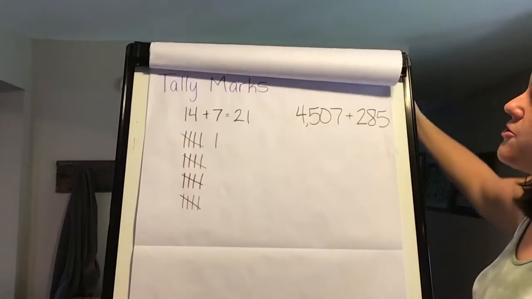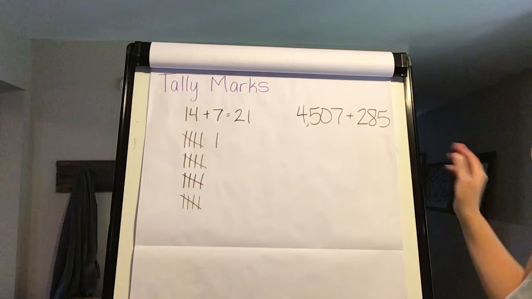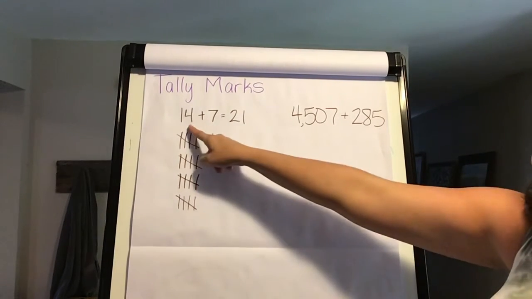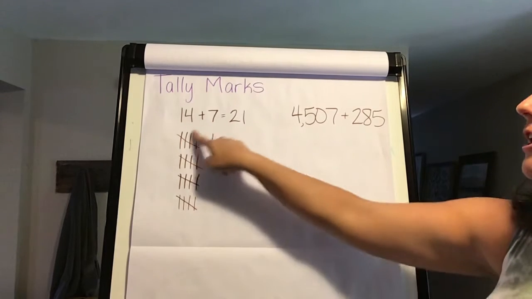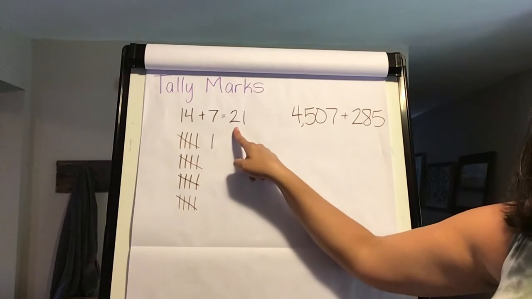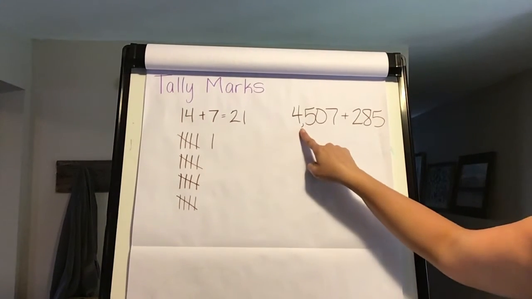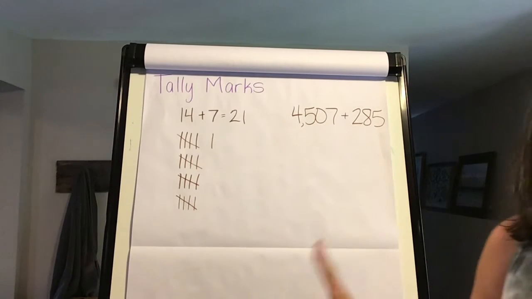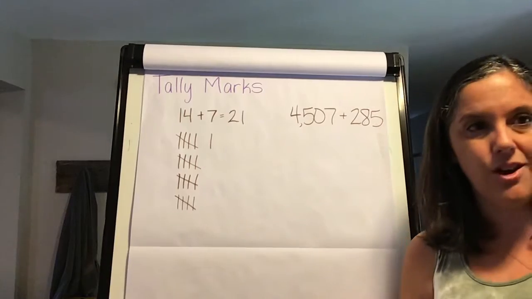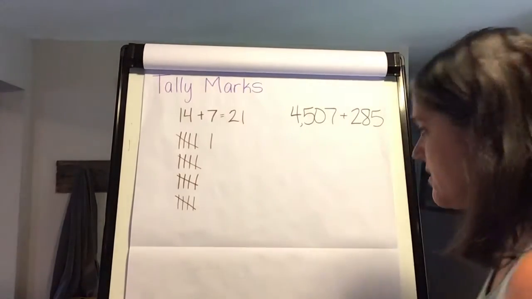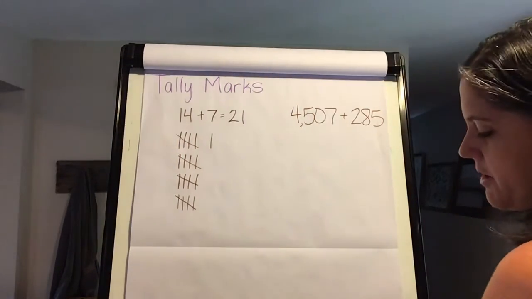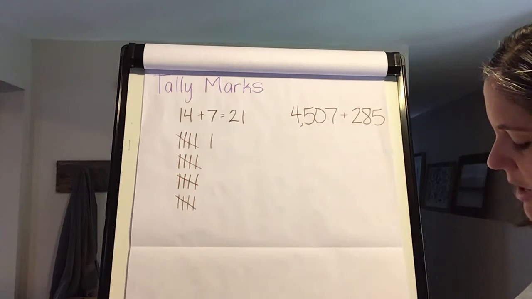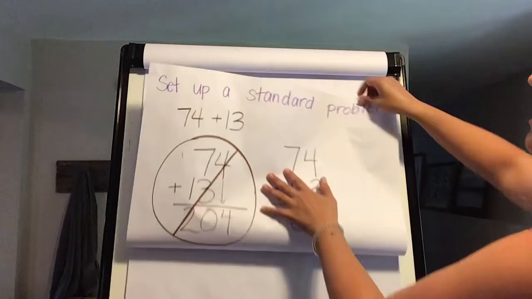We talked about another strategy being tally marks, but this is only a good strategy if your number is small. So we said 14 plus 7, that's easy enough. We could draw those tally marks and add them up to get 21. But if you have a number like 4,507 plus 285, don't do that. Don't do tally marks, right? Because you'd be there all day drawing tally marks. So this is kind of meant for if you have smaller numbers that you're adding.